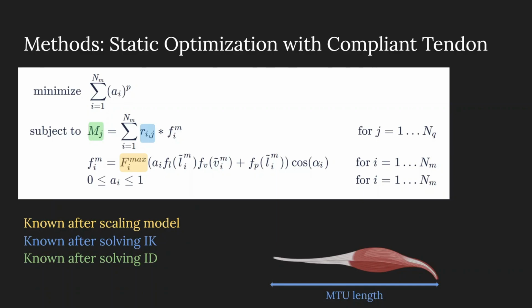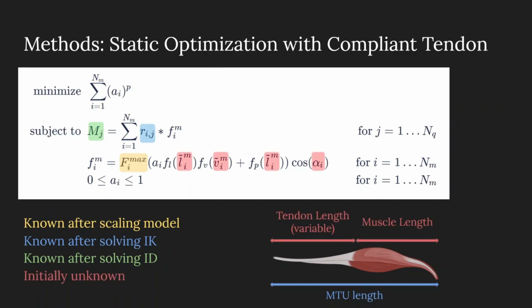However, even though we know the muscle tendon unit length after solving for inverse kinematics, we don't know how much of that length is taken up by the tendon, since we're allowing it to be stretchy. And so as a result, we don't know the length, velocity, or pennation angle of the muscle.